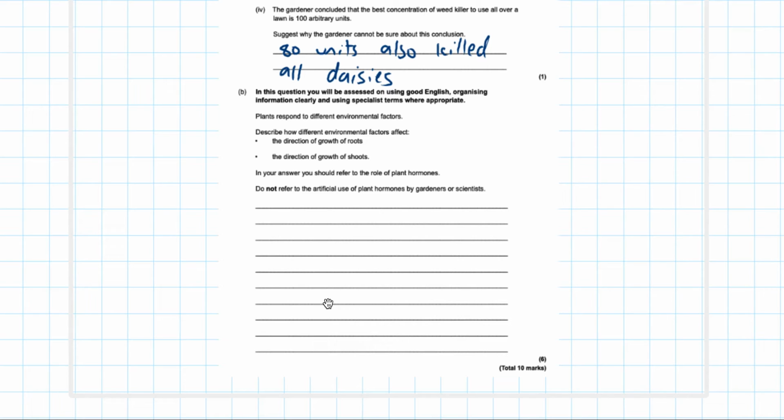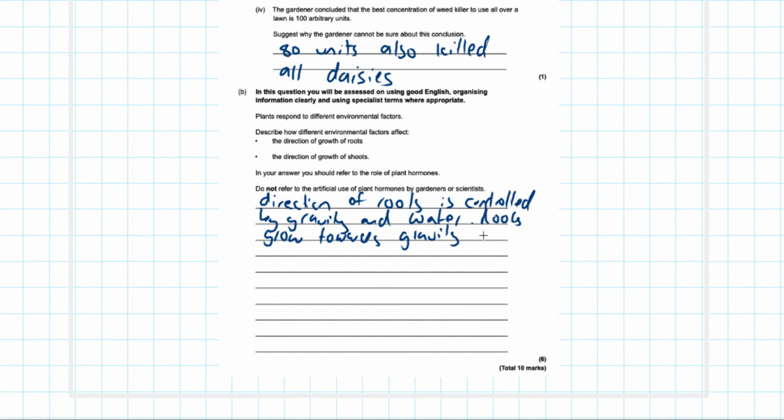Again, it's 6 marks, so make sure that you are writing in a clear way, and you're including as much as possible. So the key thing here is we'll look at the direction of roots. So the direction of roots is controlled by gravity and water. So roots will grow towards gravity and water, or in the direction of gravity and water.